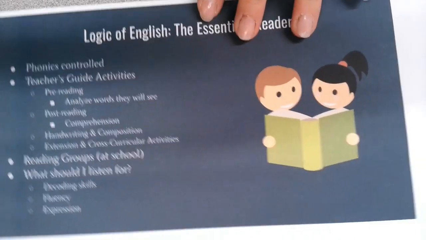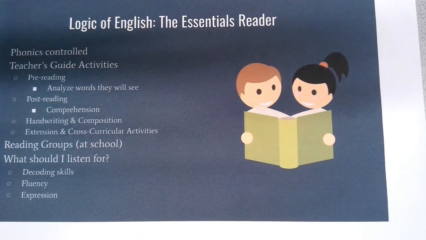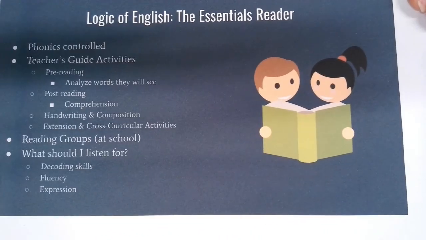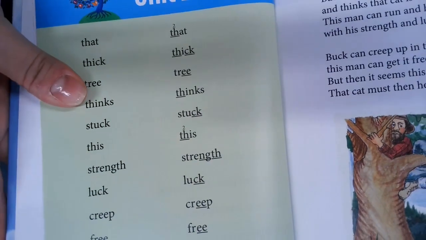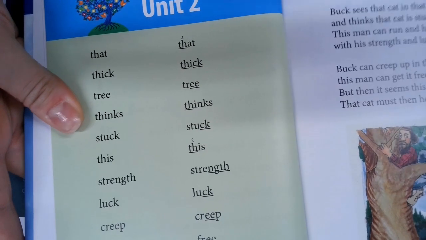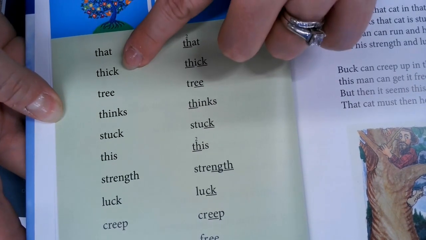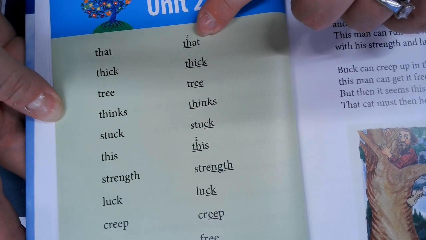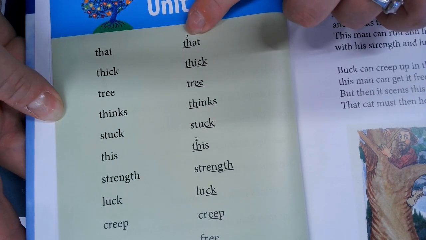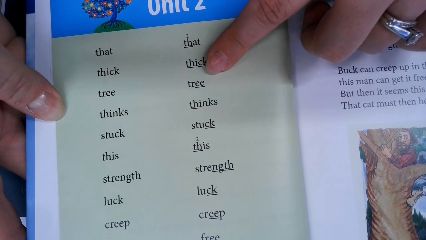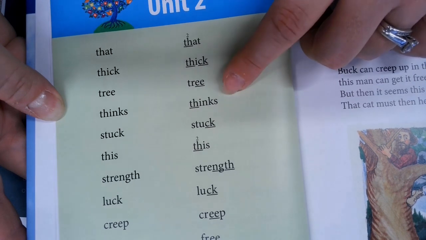For Logic of English, this is a phonics controlled reader, which means that each of the stories is going to only use words that should be decodable to your child because it's material that should have been covered. I love that at the beginning of each story, they will have the words set out for you. So this is Unit 2, and they'll have the word, and then if your child is struggling to read that word, they can go across and look at the word with the Logic of English markings on there. So they'll see the phonograms underlined. It will tell which sound it's making, and they should be able to interpret that, and that should give them a clue how to read this.